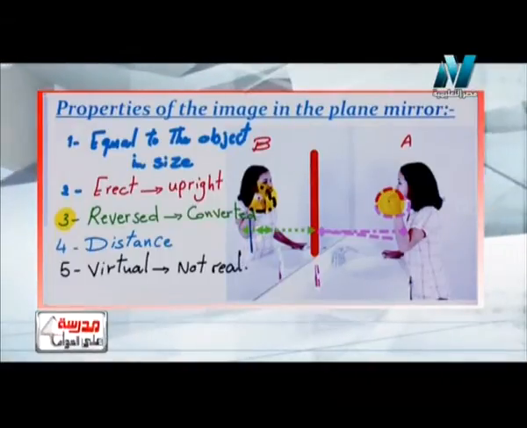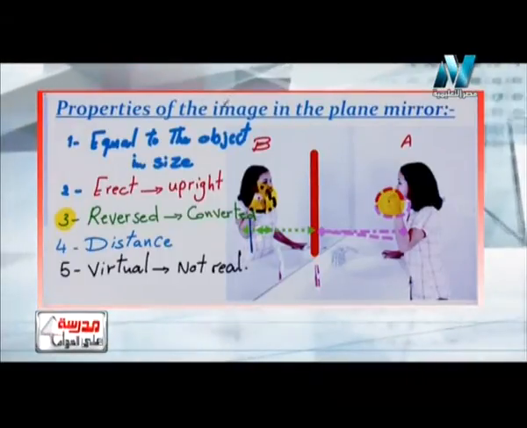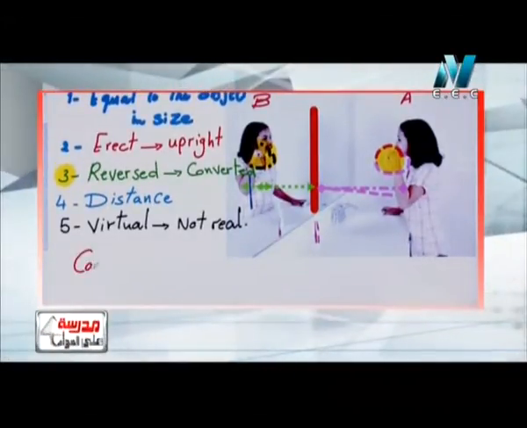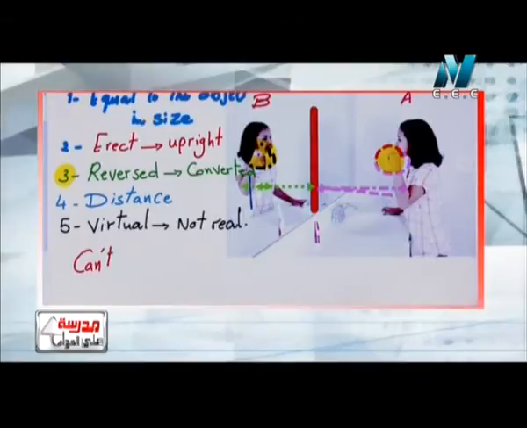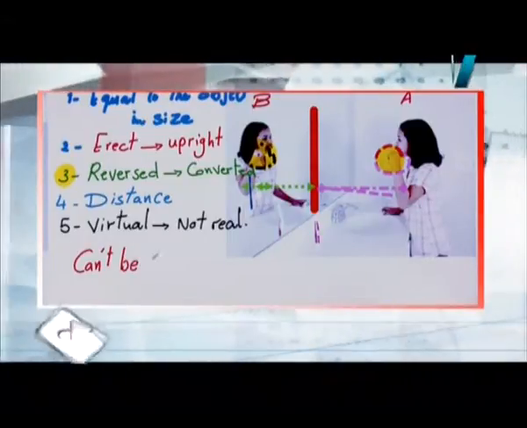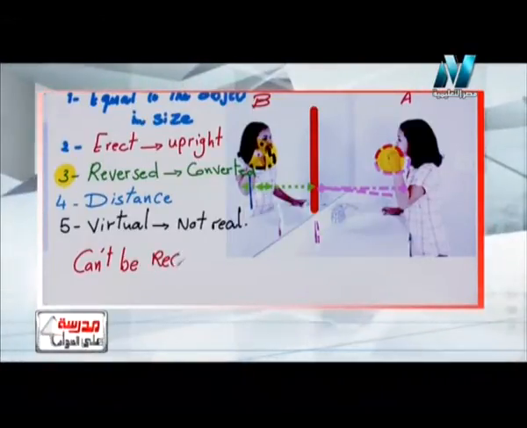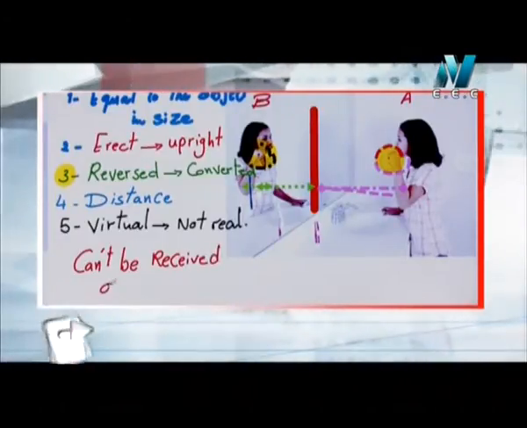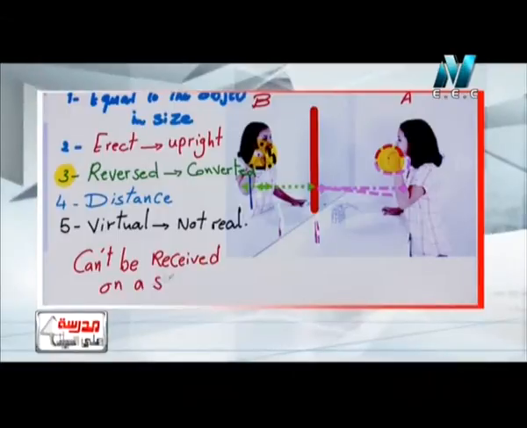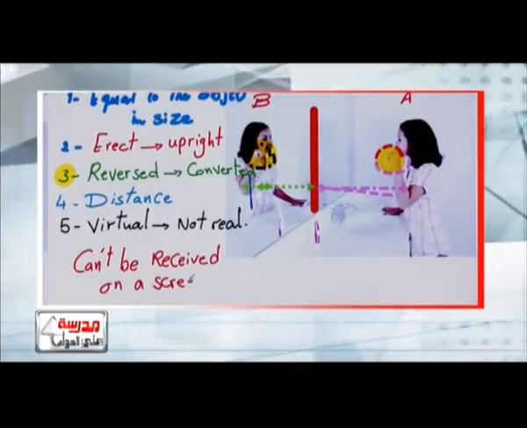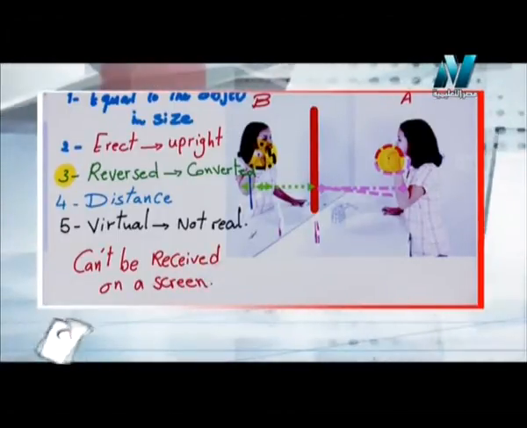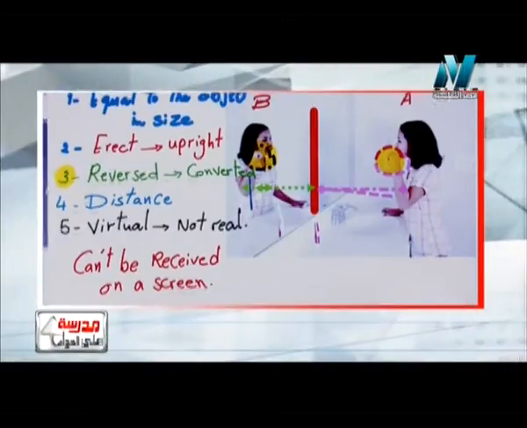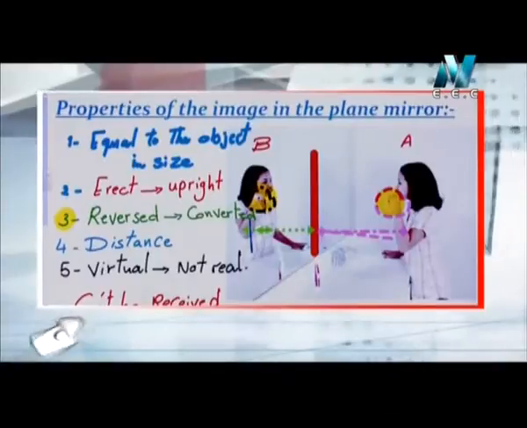So here we have a virtual image, which means not a real image, which means it can't be received on a screen. So we have five main properties of the image. So here we talk about what?